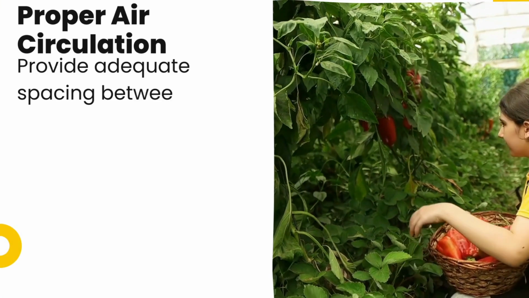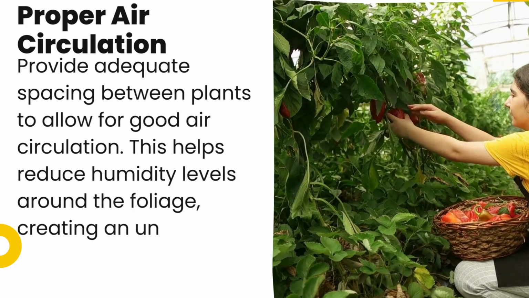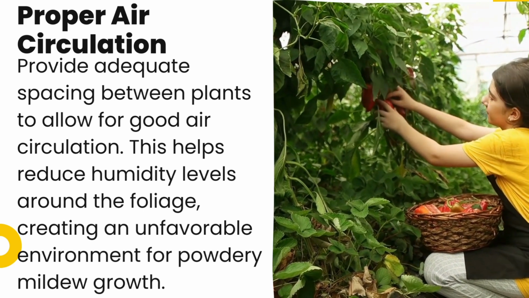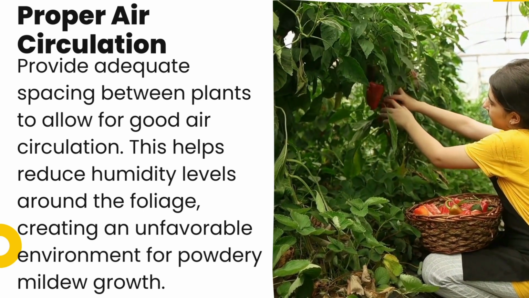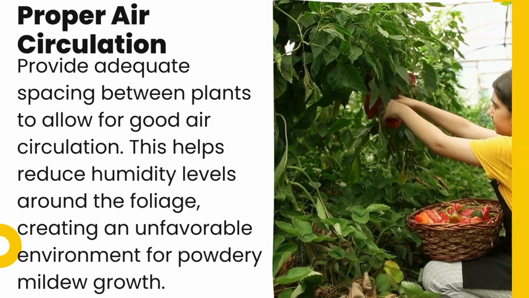2. Proper air circulation. Provide adequate spacing between plants to allow for good air circulation. This helps reduce humidity levels around the foliage, creating an unfavorable environment for powdery mildew growth.